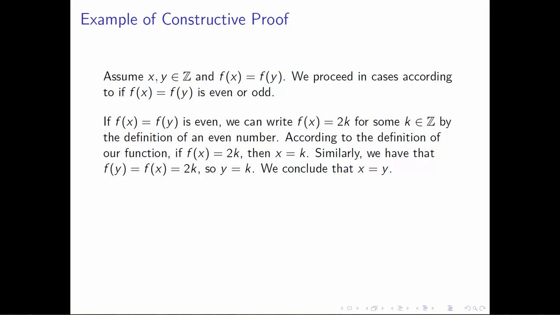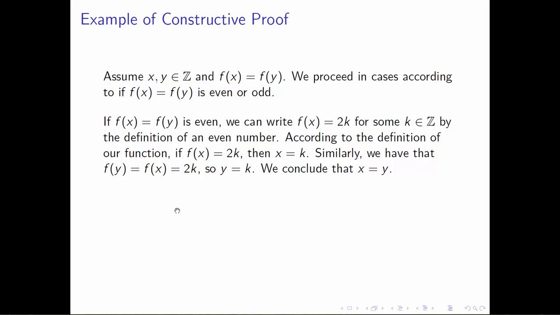And the first thing we'll do is consider what happens if f of x is even. So if f of x, which is by assumption f of y, is even, then we can write f of x as 2k for some k in the integers, and that's according to the definition of an even number. Now, if we go back and look at the definition of our function, we see that if f of x is equal to 2 times k, then what was put into the function was the thing on the right-hand side of the 2, this value of k. So according to our definition of the function, if f of x is 2k, then x is equal to k.